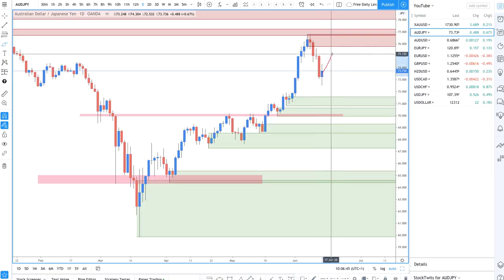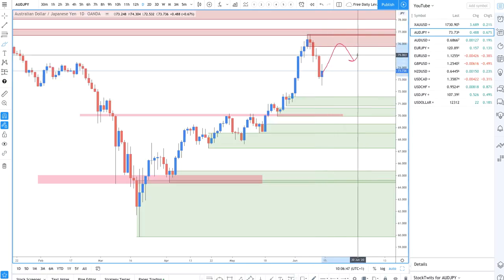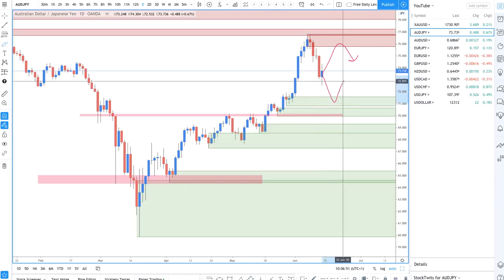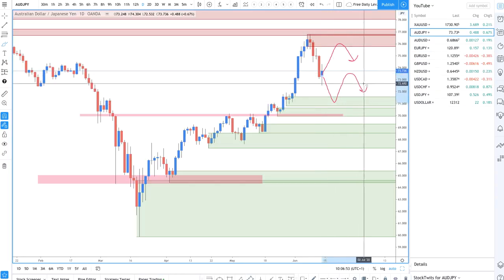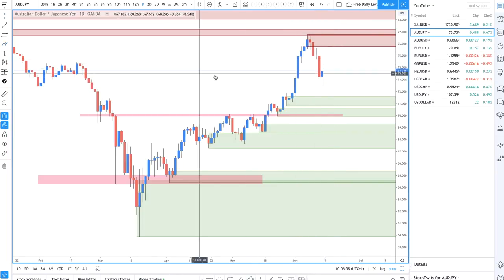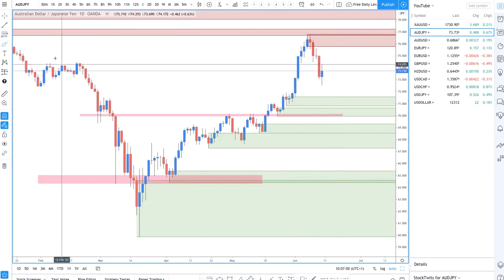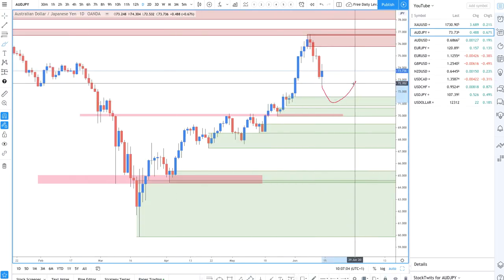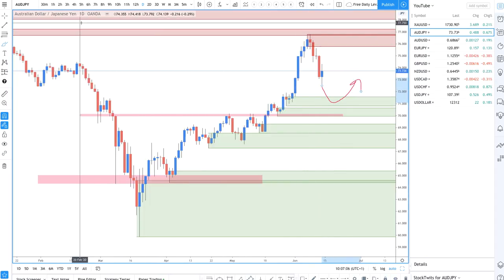Again, if you are looking to get short, you have to wait for potentially a pullback, or you're looking for prices to make lower lows, lower highs, and a pullback into a supply zone like that. That's really where you're looking for your trading opportunities. If you are looking to buy the Australian dollar, then this is going to be the first area to look for a buying opportunity, to buy the Australian dollar.